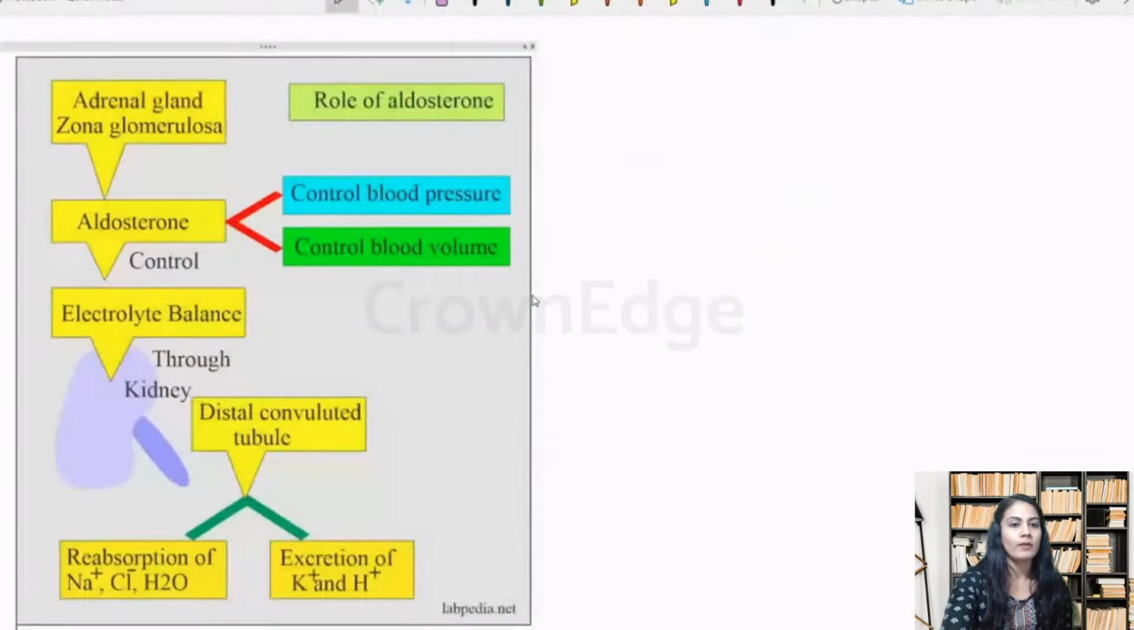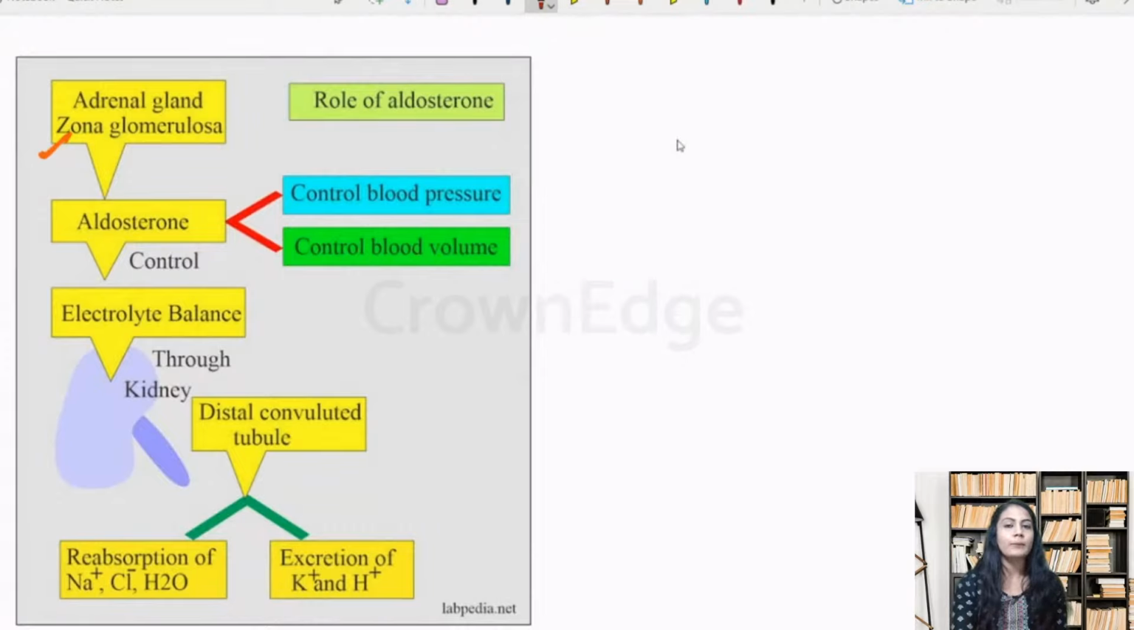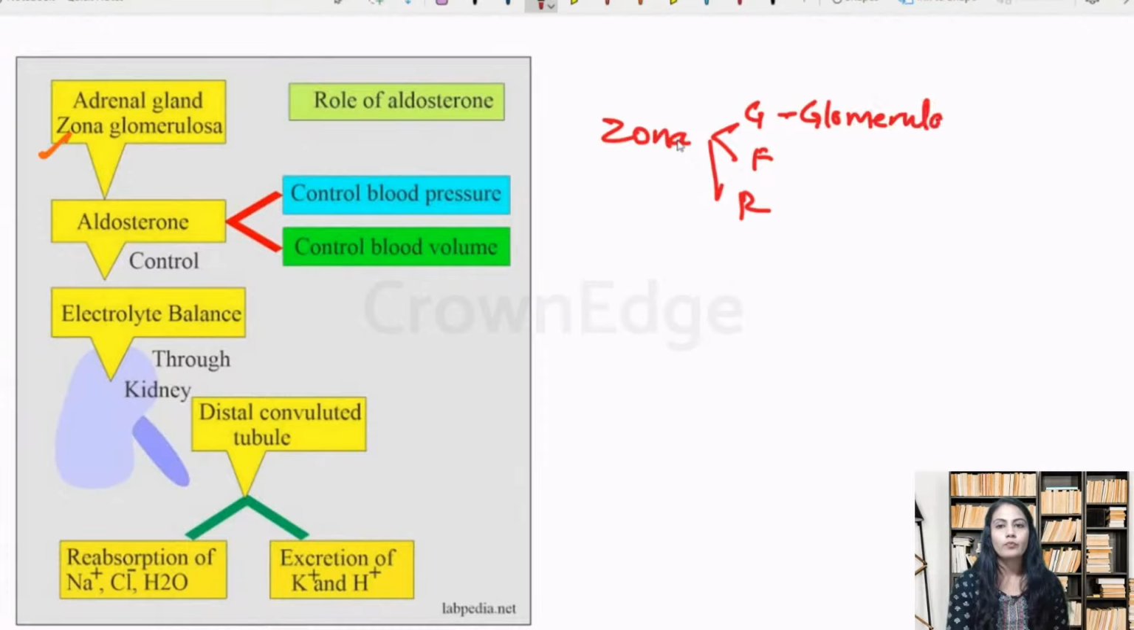Let's see how. Look over here, the zona glomerulosa. There are various layers of your adrenal cortex, and one of them is the zona glomerulosa. There are three layers. How do we remember? GFR, right? That was the mnemonic already given in your notes. G for glomerulosa, which is going to secrete mineralocorticoid, that is nothing but your aldosterone.